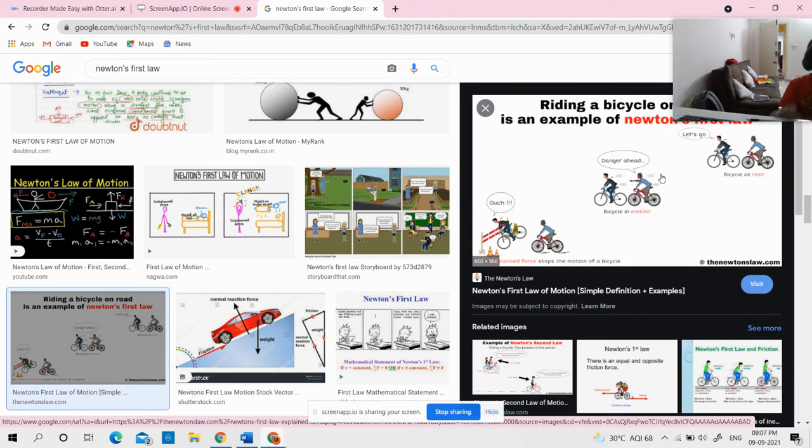Newton's first law also has another word for this: the object at rest will remain at rest until a force acts upon it, and the object in motion will continue in motion at the same speed and in the same direction until a force acts upon it. We all call it inertia. Whether an object is at rest or in motion, we call it inertia. This is inertia and this is inertia.